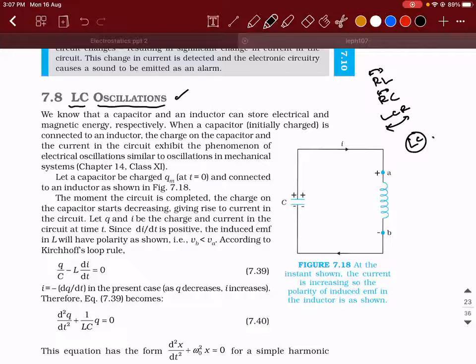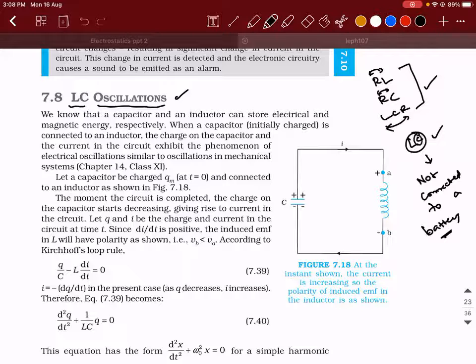Whereas if you look at an LC circuit, this is the only circuit which is not connected to a battery. What do I mean by that? It means you don't have any source at all. If you observe these three, you have a source. Whereas when you look at the LC, there is no source at all. Then the question is, where is this particular circuit getting the power from? The answer is very simple.